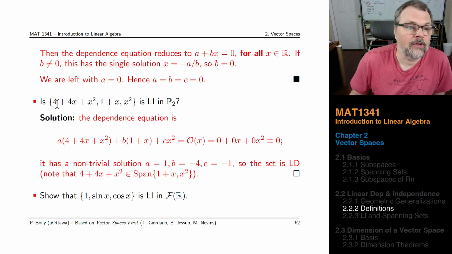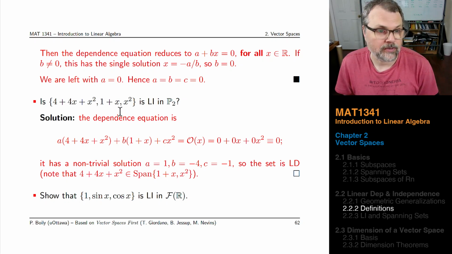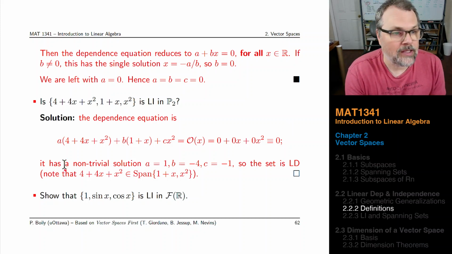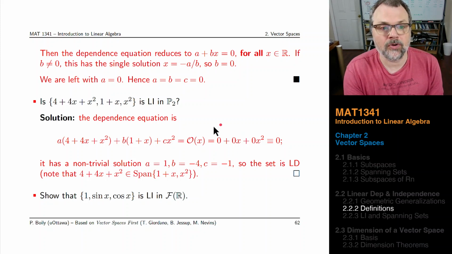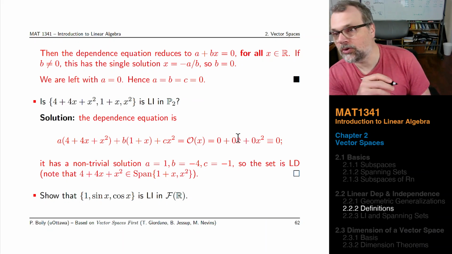We have 3 polynomials: 4 plus 4x plus x squared, then 1 plus x, and x squared. Are they linearly independent in P2? So we set up the dependence equation: a times the first plus b times the second plus c times the third. If that's equal to the 0 vector, which is the 0 polynomial, can I find a non-trivial solution or not?